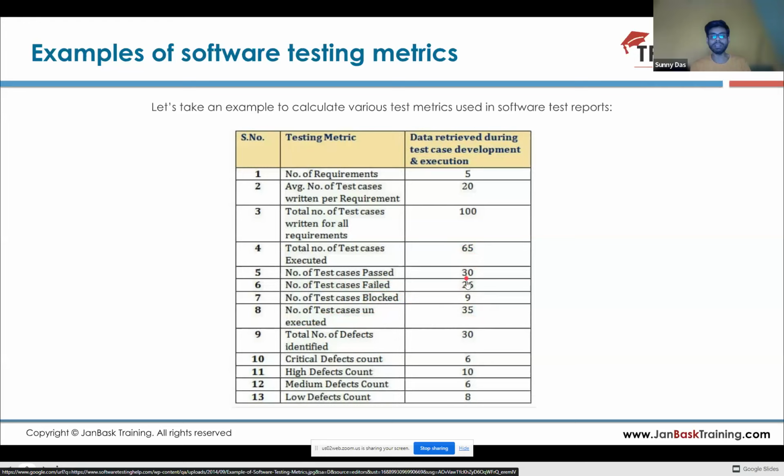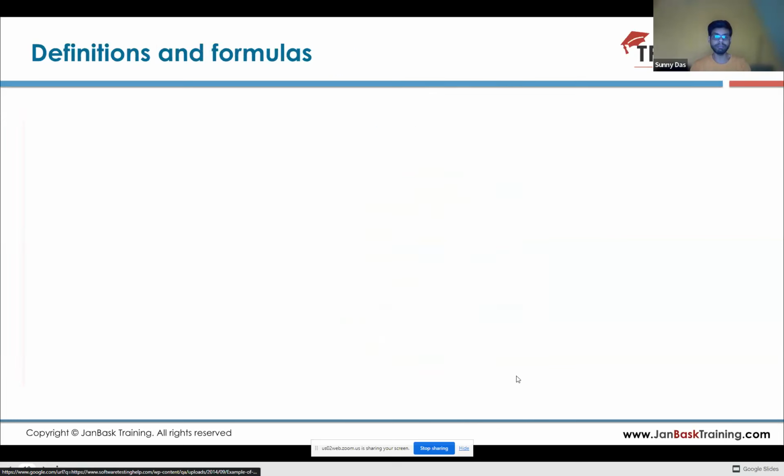And out of these 26 failed test cases, you have identified 30 defects. Out of these 30 defects, there are 6 critical defects, 10 high priority defects, 6 medium priority defects, and 8 low priority defects. So these are the data points that you have. Now let's see what kind of different test metrics you can generate.